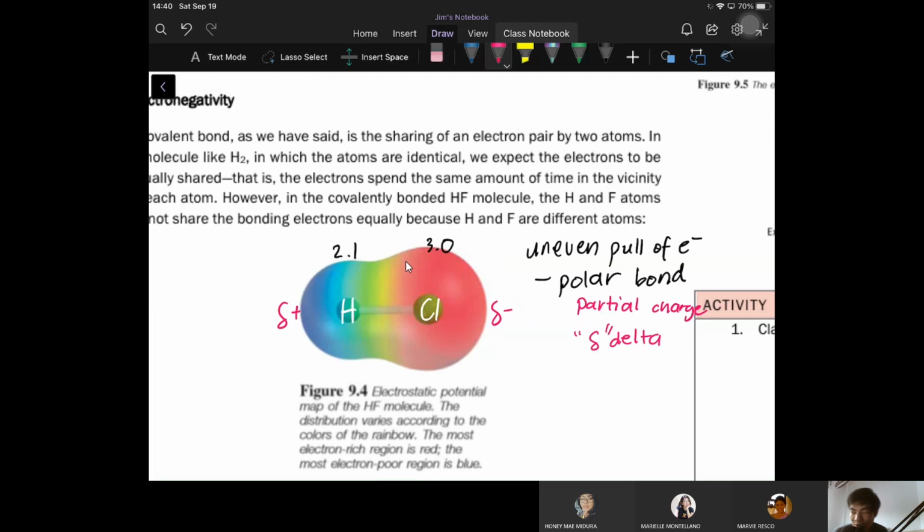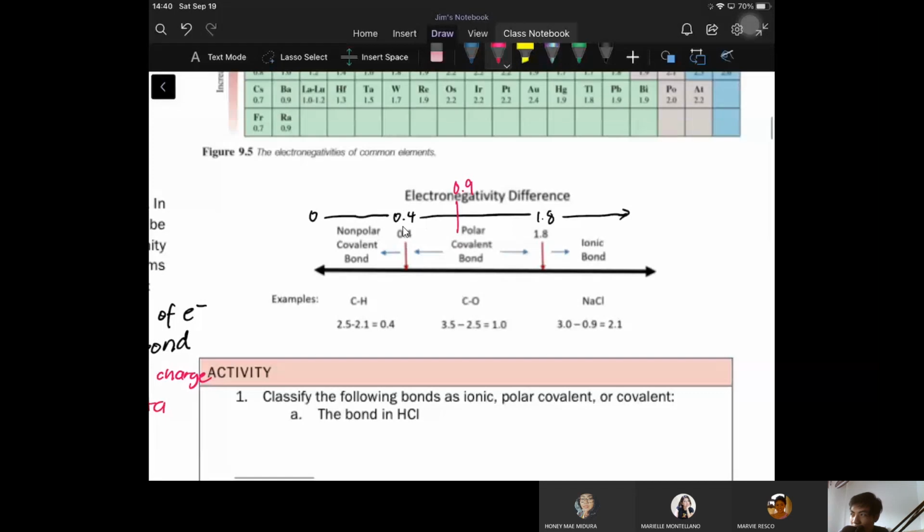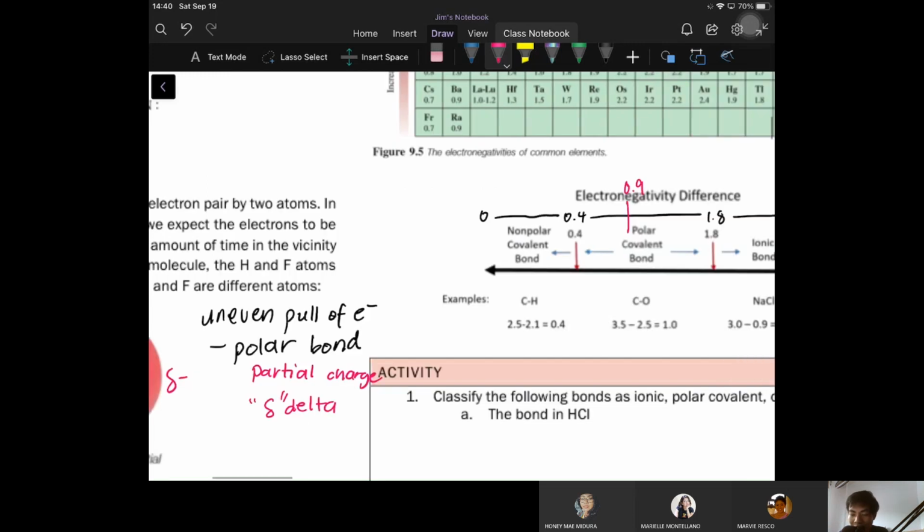So if you have partial charges, you have polar bonds. Polar ang iyong bond, polar yung molecule mo. So, hahalo yan sa tubig. Ito yung muriatic acid, eh. Ano naman, kapag below 0.4 yung electronegativity difference? Ibig sabihin nun, hindi uneven yung distribution ng electrons.